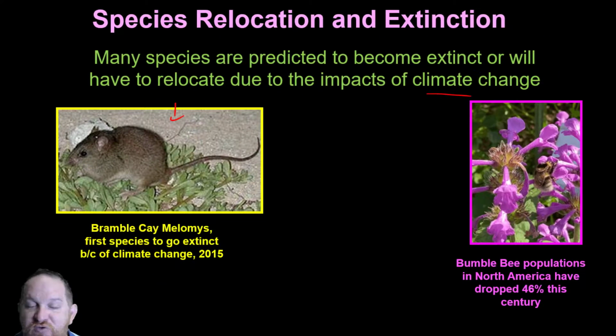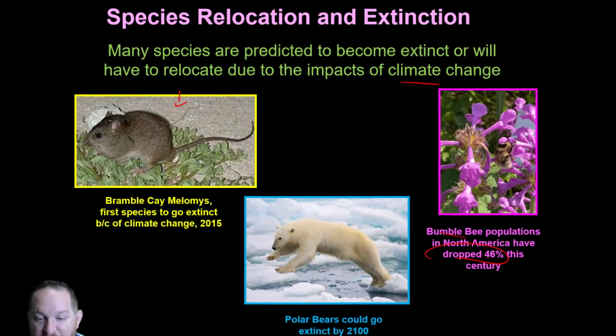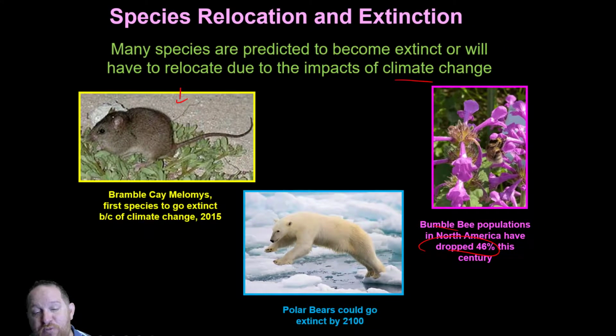And of course, bumblebees, you hear a lot about bumblebees. We know this century the bumblebee population in North America has dropped roughly 46%. That's scary because so much of our food, of course, is pollinated by these bees. So when we're having a drastic reduction because of climate change in this bee population, it's going to affect our food supply. And then everyone cares about the polar bears, right? Some scientists estimate that our polar bears could go extinct because of their habitat loss by 2100. Okay, so a lot of these species on our Earth already are going extinct, are relocating, or may go extinct in the near future.